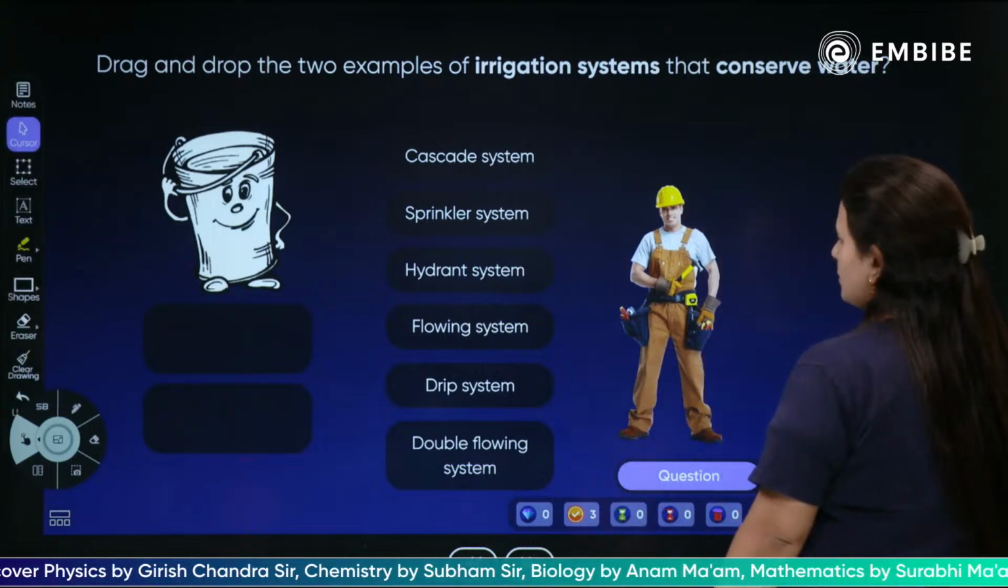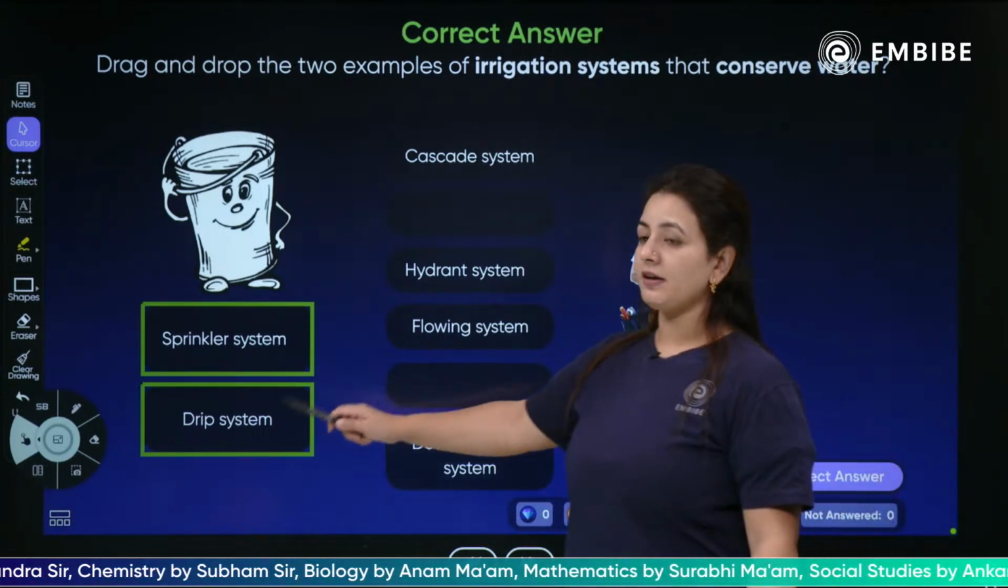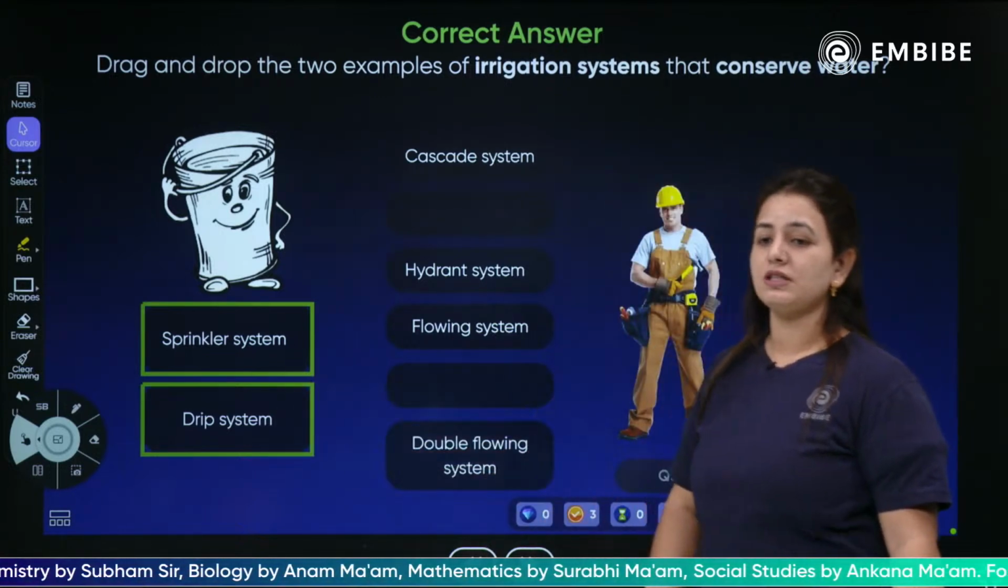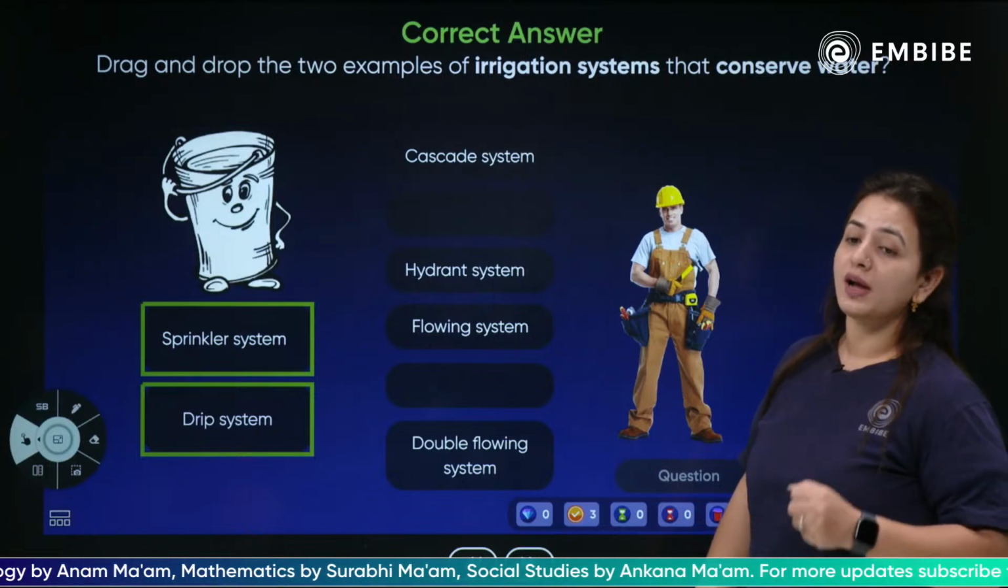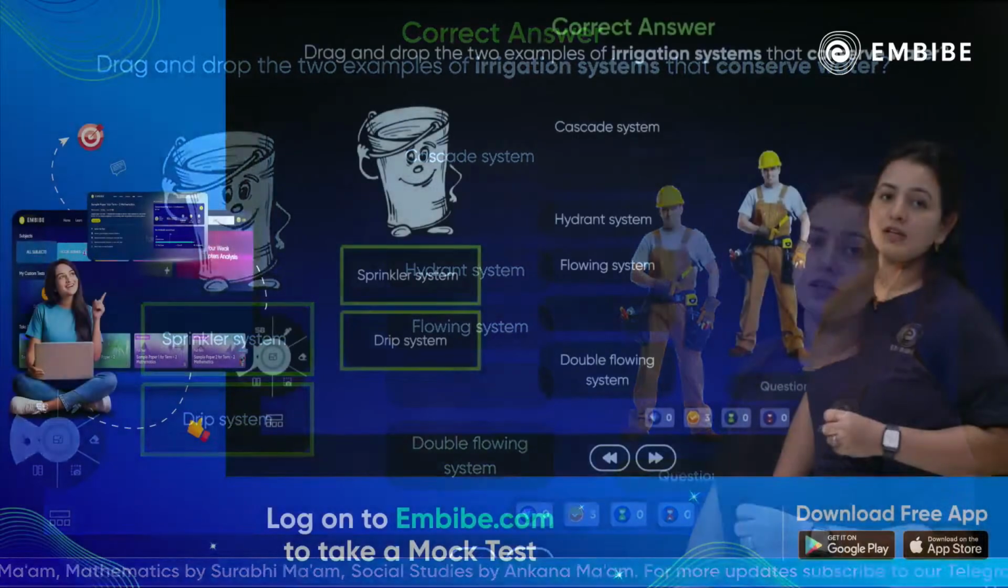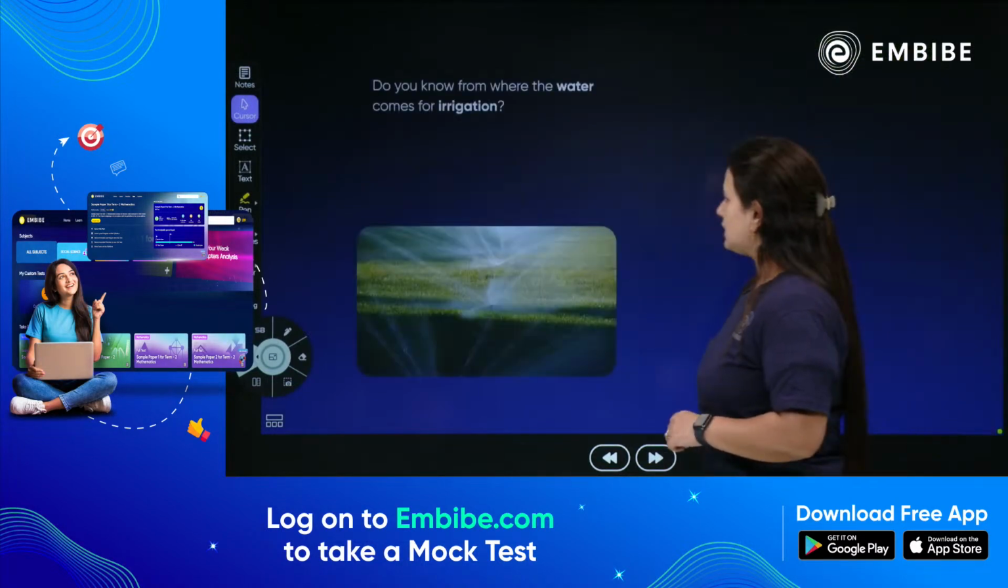The correct answer would be the sprinkler system and the drip system. We're going to discuss only these two systems. These two irrigation systems also help in the conservation of water. Let's discuss them.